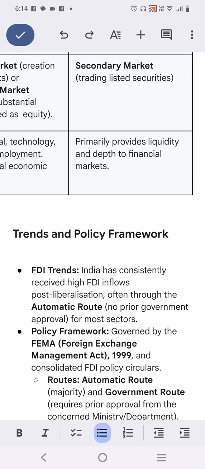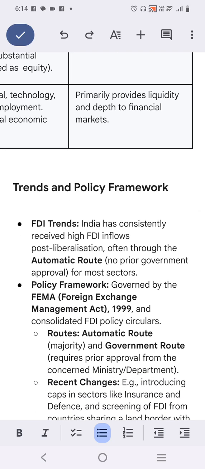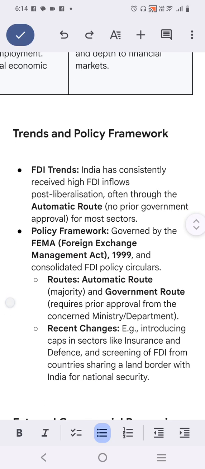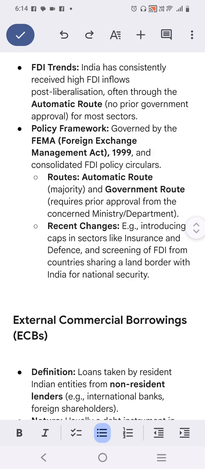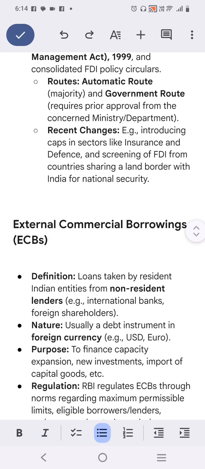FDI trends: India has consistently received high FDI inflows post-liberalization, often through the automatic route, with no prior government approval for most sectors. Policy framework: governed by FEMA, the Foreign Exchange Management Act 1999, and consolidated FDI policy circulars. Routes are the automatic route and the government route, which requires prior approval from the concerned ministry or department. Recent changes include introducing caps in sectors like insurance and defense, and screening of FDI from countries sharing a land border with India for national security.